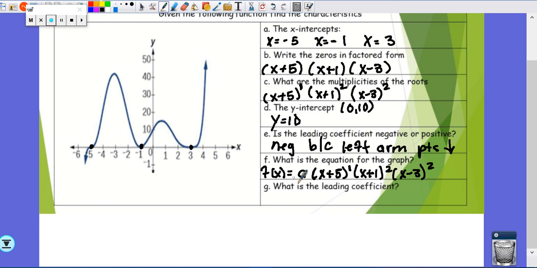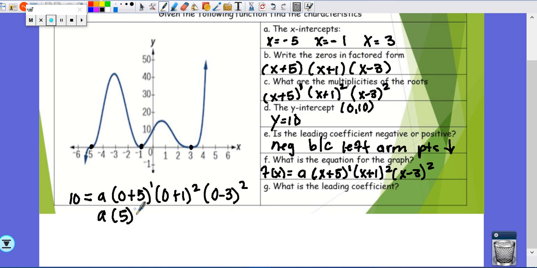In order to actually find what this a value is, I need to set the equation equal to the y-intercept. So I'm going to say 10 equals a times... When I find the y-intercept, which is (0, 10), the x value there is going to be 0. So I'm going to say (0 plus 5) to the first power, (0 plus 1) to the second power, and (0 minus 3) to the second power. And I'm just going to do the math here. You can use your calculator if you want to, or you can use mental math.